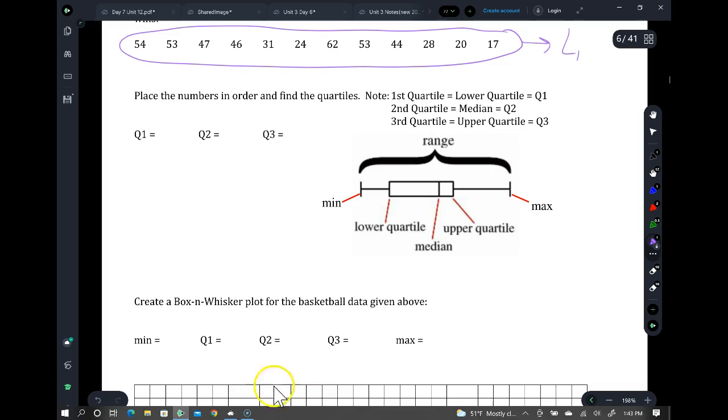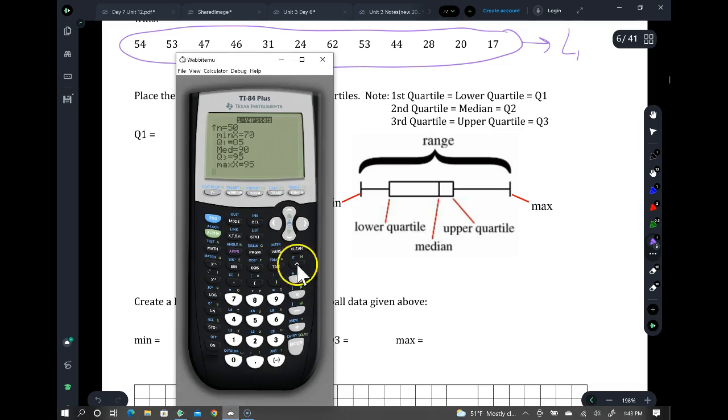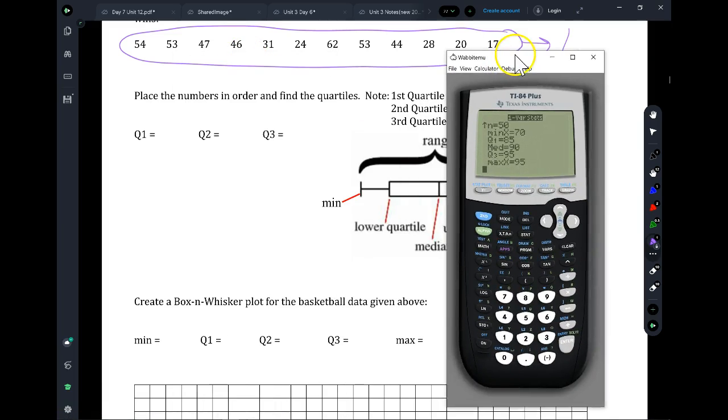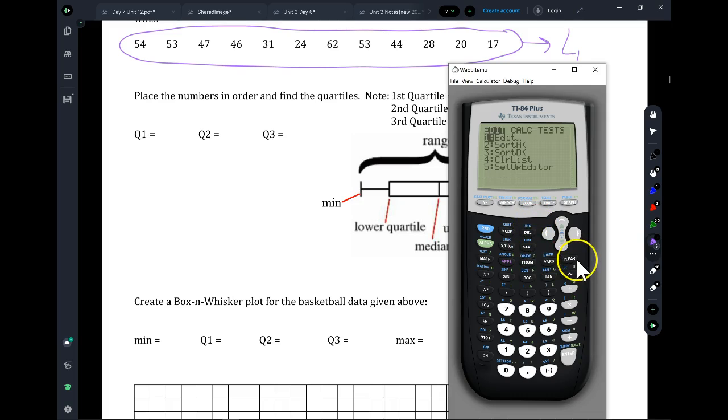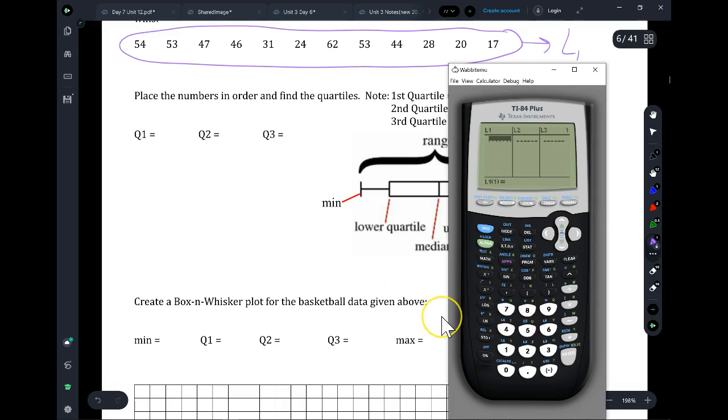So let me bring up my calculator. I'm going to type these values in my list. So stat, edit, arrow up, clear, enter. So we want to clear out anything from yesterday or from your homework. And we're going to type all of this information in list 1. Remember to press enter in between each entry.